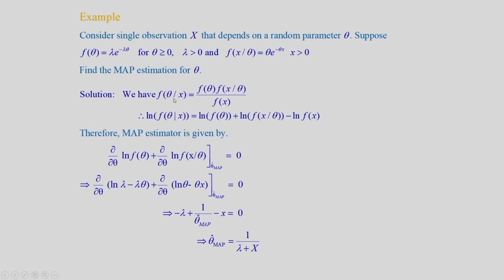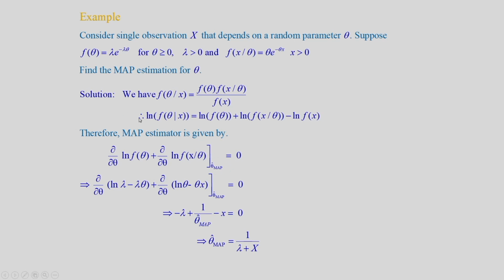We have the a posteriori PDF f theta given x equal to f theta into f of x given theta divided by f x, and taking the logarithm, log of f theta given x equals log of f theta plus log of f x given theta minus log of f x. Therefore, the MAP estimator is given by, as told earlier, del theta of log of f theta plus del theta of log of f x given theta at theta hat MAP must be equal to 0.